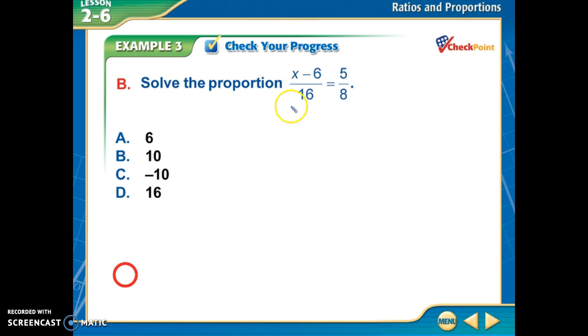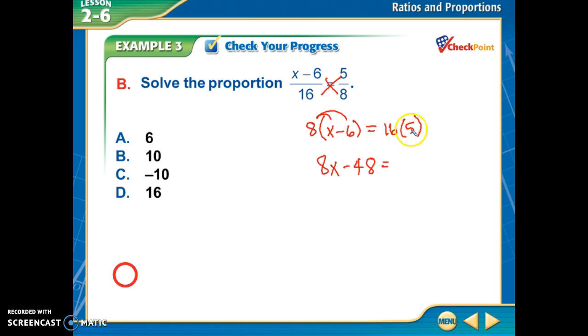Now I want to solve this proportion, and we want to cross multiply. The only difference is I have an expression up here, so I'm going to use parentheses. I'm going to do 8, and then in parentheses, x minus 6. I'm multiplying 8 times x minus 6, and that's got to equal 16 times 5, which we'll just write out. For the 8 times x minus 6, I'm going to distribute. 8 times x is 8x. 8 times negative 6 is negative 48.